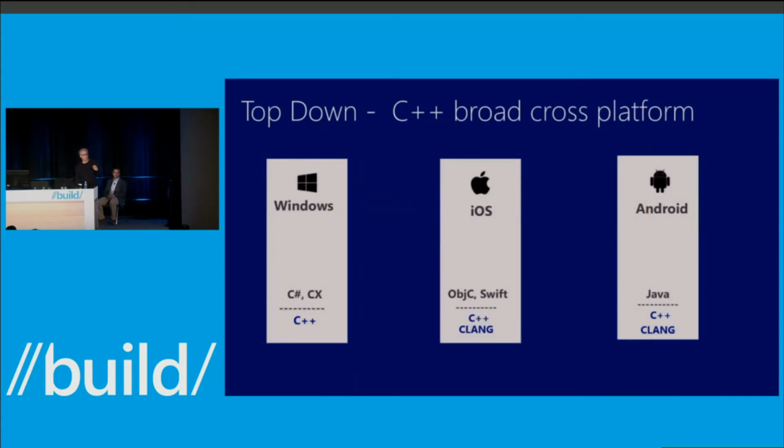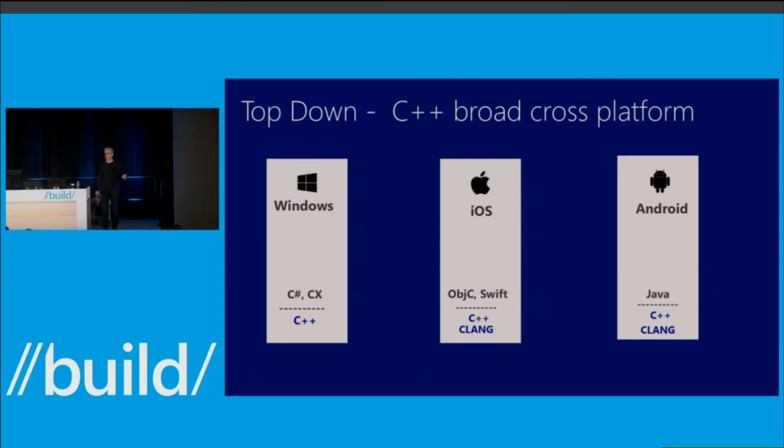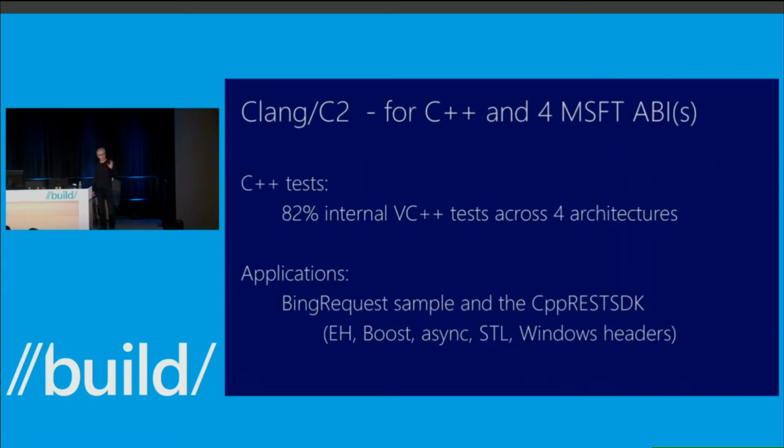Now, if you come at cross-platform top-down rather than bottom-up, which you've just seen, you can see that across all these vendors, C++ is a language that spans. But right now, for Android and iOS, the front end is Clang. For us, it's our front end that we continue to advance, which has a lot of Microsoft extensions. But there is a slight impedance mismatch between these front ends. So in response to this, we hooked up Clang to our C2.